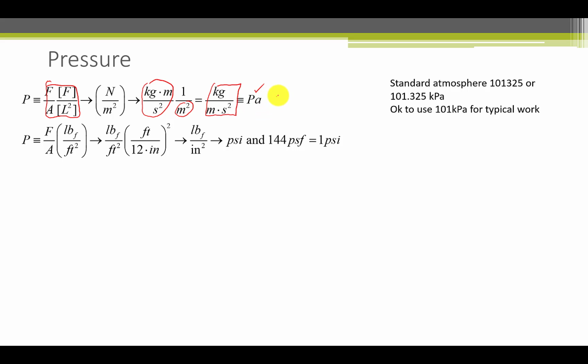And the Pascal is relatively small because 1 atmosphere is 101,325 pascals. It is 14.7 psia. This is abbreviated 101 kilopascals. In the USCS system, we have to convert feet to inches or inches to feet because we work with two sets of units, pounds per square foot and pounds per square inch, or PSI. The relevant conversion factor, of course, is shown here.